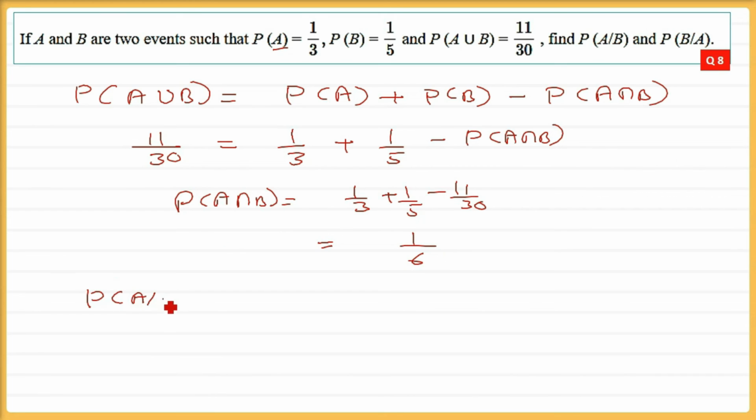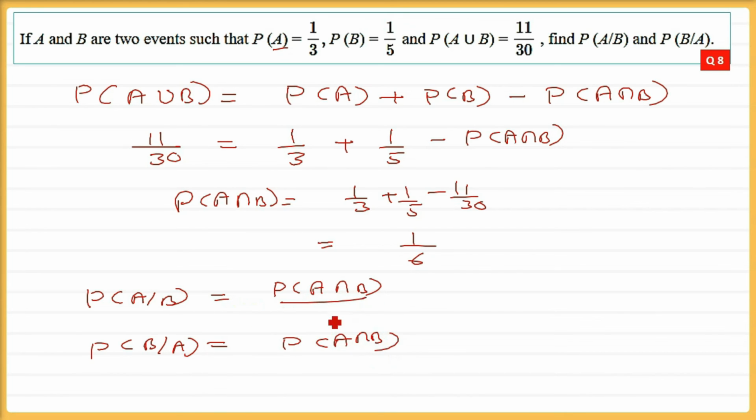Now P(A|B) and P(B|A), let's write them together so that you understand how the formulas are being made here. P(A intersection B) remains in the numerator for both the cases. The denominator will take the probability of what is known. So P(B) which is known in this case, and P(A) in this case. What is P(A intersection B)? We just found out to be 1 by 6.